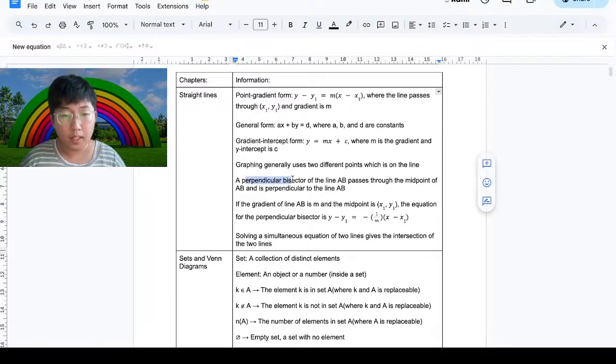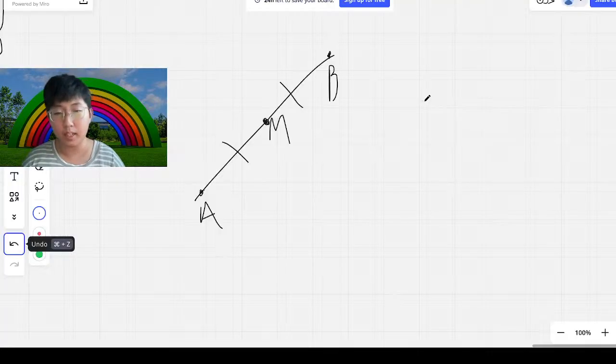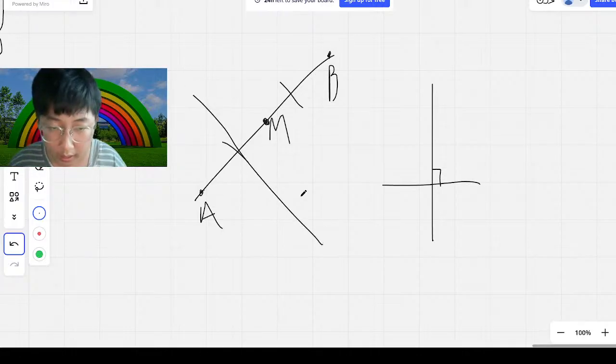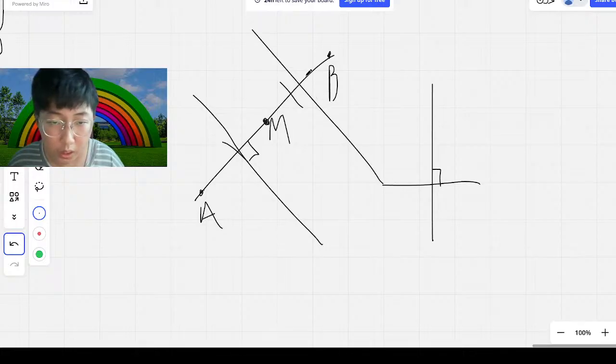What is a perpendicular bisector? Well, the bisect part tells us that it passes through the midpoint. What is perpendicular? Perpendicular is when two lines meet at a right angle. So for example, if we have the straight line AB here, a perpendicular line could be something like this or like this, which we denote with the right angle sign.